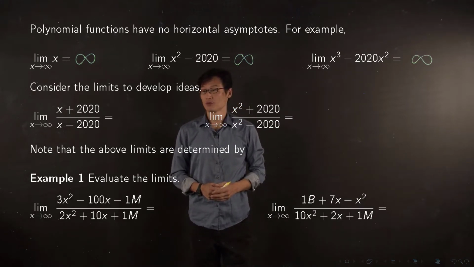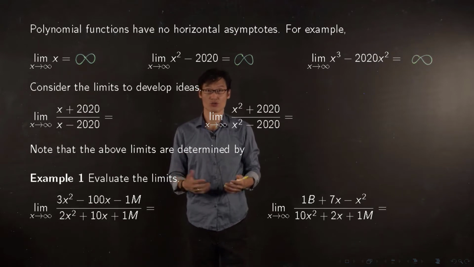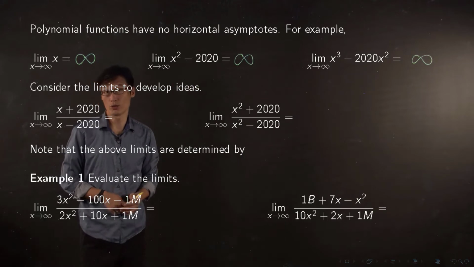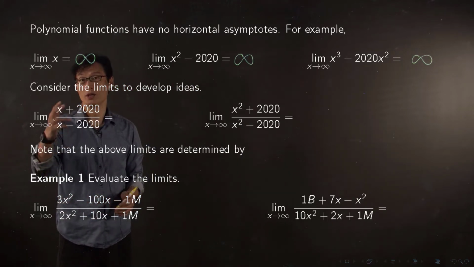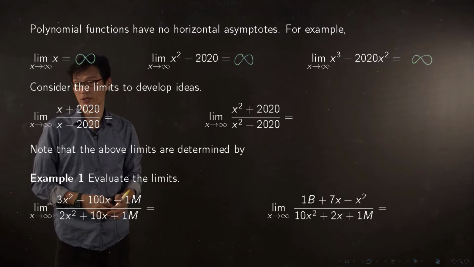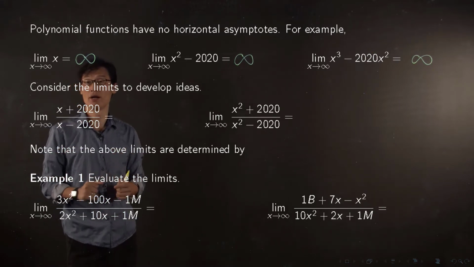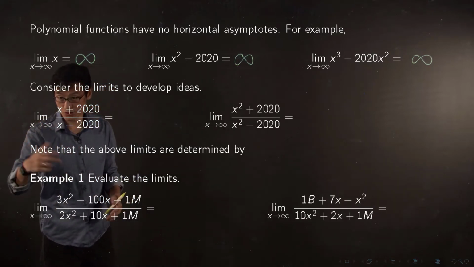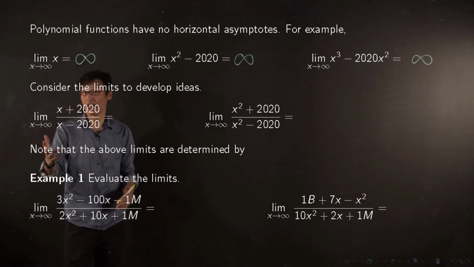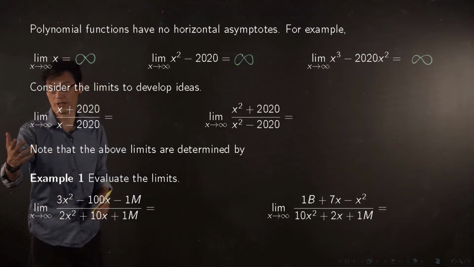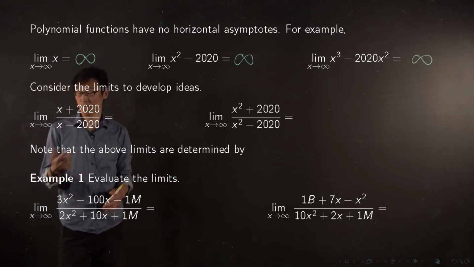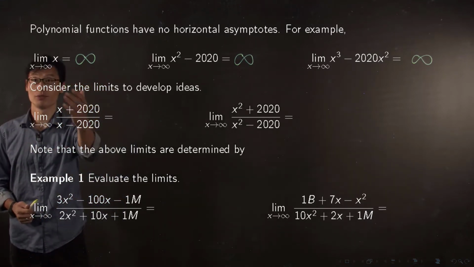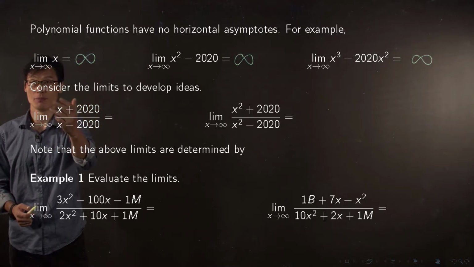Okay, so next we consider some rational functions. Look at this first example, x plus 2020 over x minus 2020. Well, this number 2020 is quite a big number, but your x is unbounded. Your x is getting larger and larger, so your x is even larger than any finite number. For example, x can be a million, a billion, and so on. So the behavior of the function is completely determined by this term x.